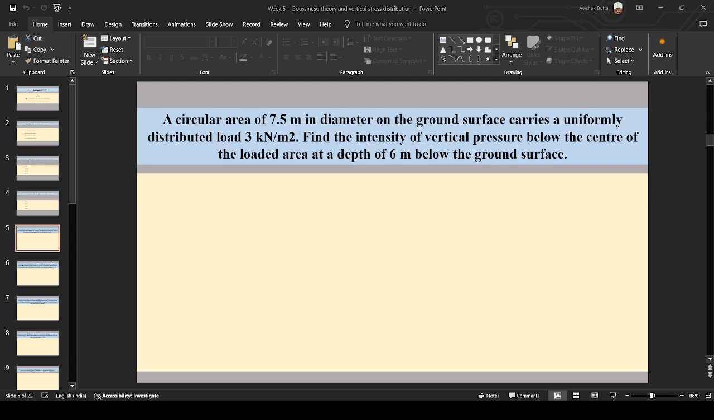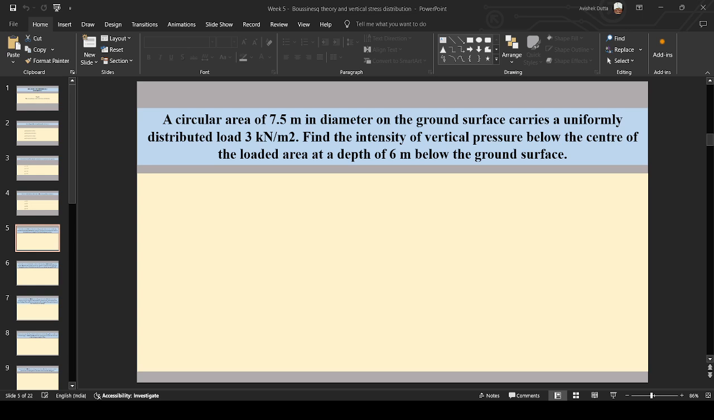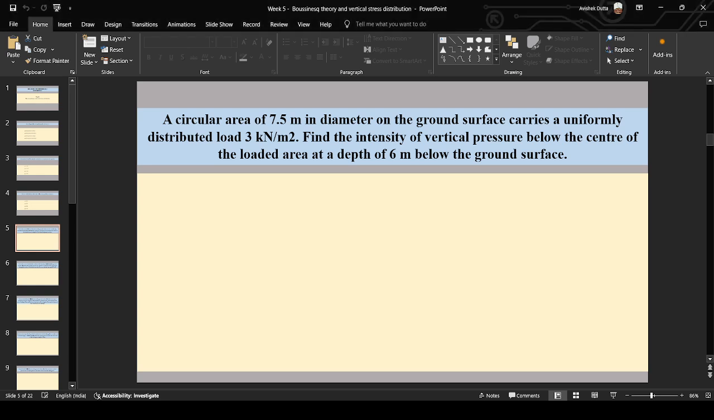A circular area of 7.5 meter in diameter on the ground surface carries a uniformly distributed load of 3 kilonewton per meter square. Find the intensity of vertical pressure below the center of the loaded area at a depth of 6 meter below the ground surface.